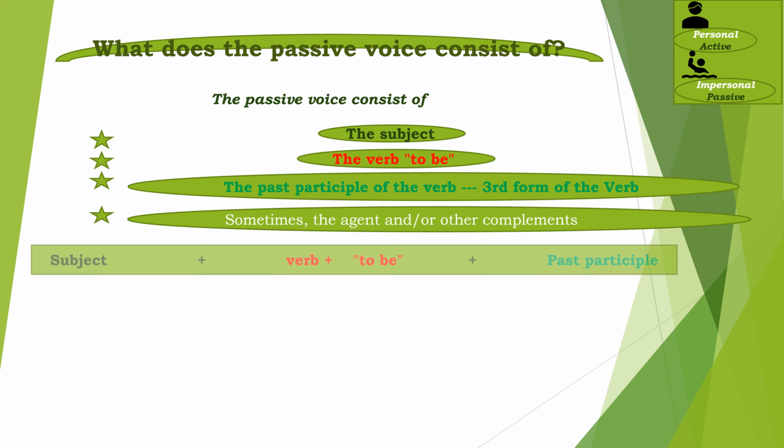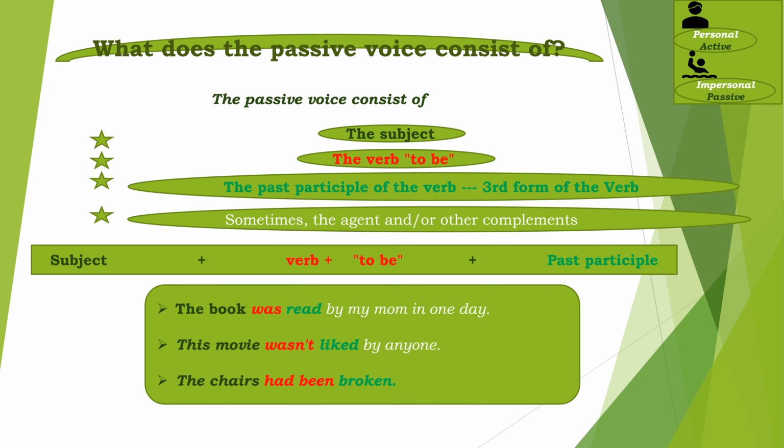Let's have a look at some examples. The book was read by my mom in one day. Now the book is the subject, was is the verb to be, read is the past participle. That means the third form of the verb. And the rest of the sentence is the agent, other complements.